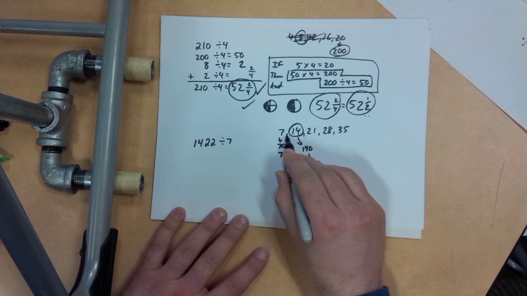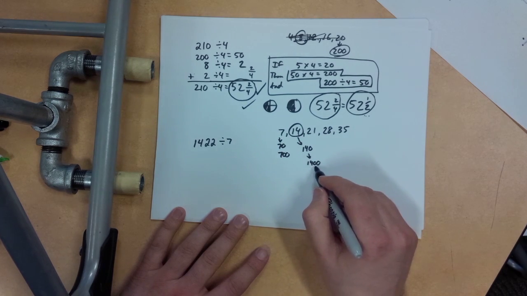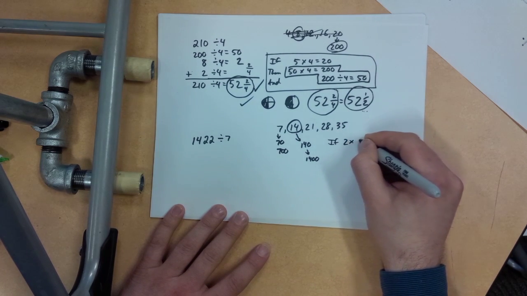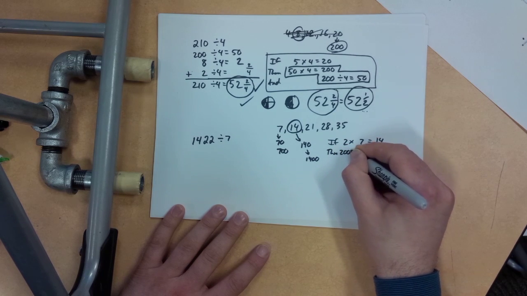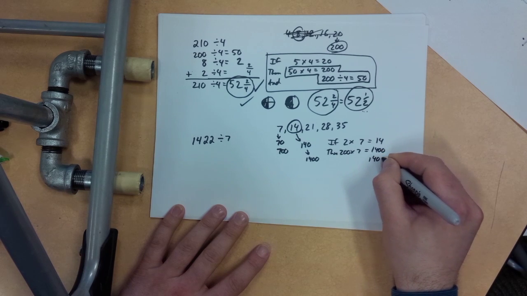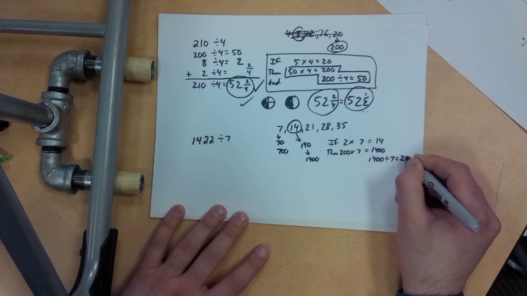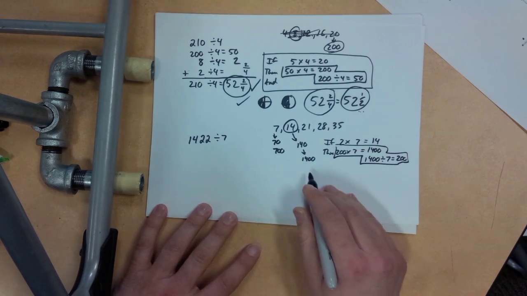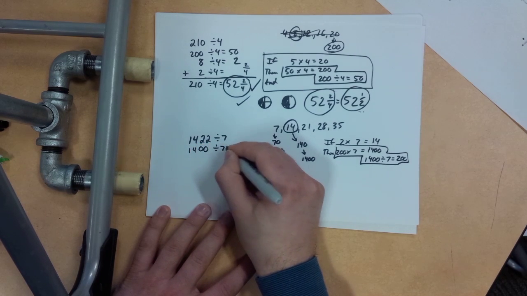If I was to skip count by 7s, this number would be on the list, this number would be on the list, this number would be on the list, even this number would be on the list. How did I get there? Well, if 2 times 7 is 14, then 200 times 7 is 1400. If that's true, 1400 divided by 7 equals 200. So it's the reverse of this, right? So I'm going to use that in my thoughts to get my answer. 1400 divided by 7 is 200.